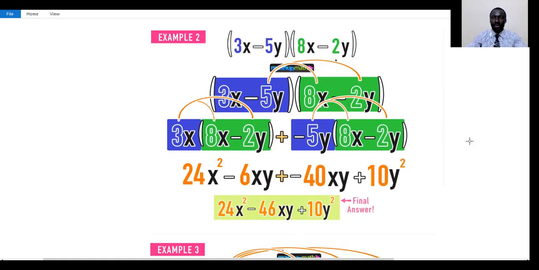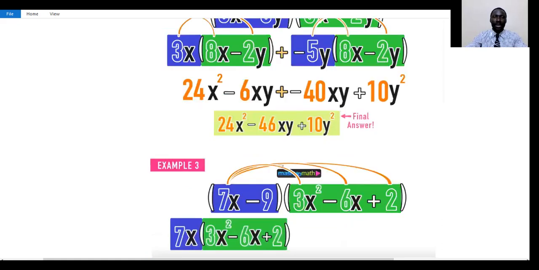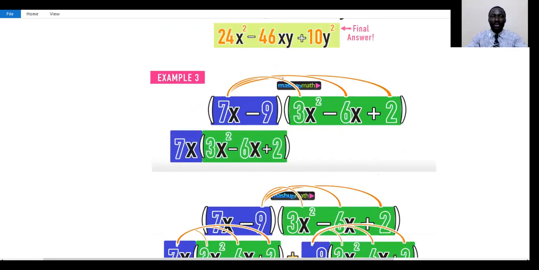Now, one more example. Suppose that we have this number, 7x minus 9, which we have to use to multiply 3x squared minus 6x plus 2. How do we carry on the multiplication? Notice that, the way we indicated in the previous example, this 7x, which is the first term, will have to multiply everything inside the bracket. That's the reason we have this. The 7x will have to multiply everything, and so 7x will stand in front of the whole bracket.